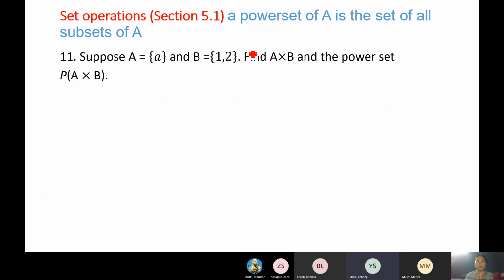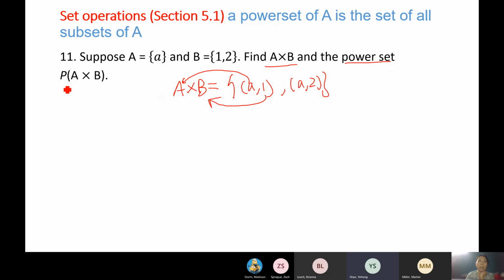So there are 2 problems similar to the one in the homework. First you do product. I think everybody got this one right. So you just do the first component element comes from A, second comes from B. So you have A1, A2. But don't forget you have to do power set. That P means power set.